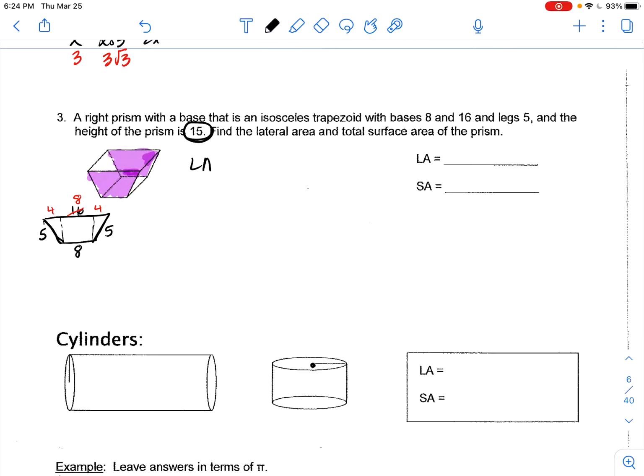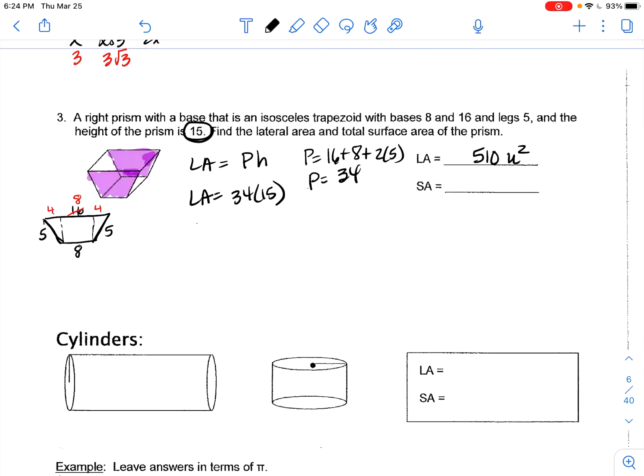All right, so my lateral area is the perimeter times the height. If I add up the perimeter here, it is 16 plus 8 plus 2 times 5. So 16 and 8 is 24 plus 10 is 34. That's my perimeter. Then my height is 15, so my lateral area is equal to 34 times 15. If I calculate that, that gives me 510, and I don't have any units, so I'm just going to say units squared.